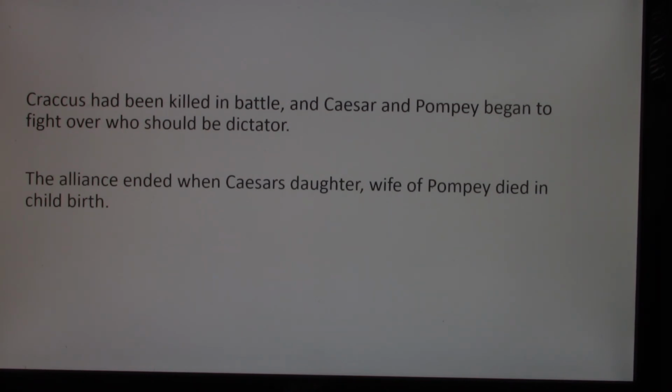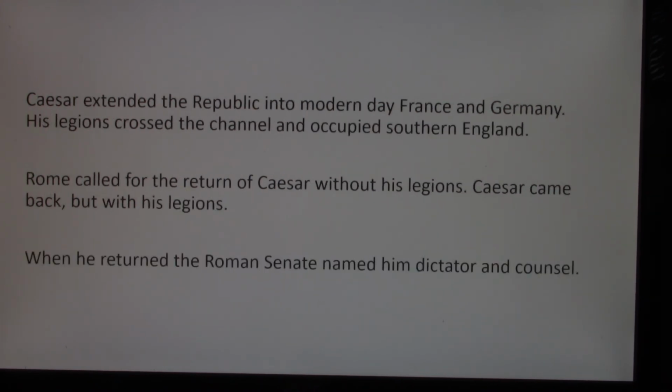Now, Caesar had hoped that he could end this disagreement in which he married his daughter to Pompey. But Caesar's daughter will die in childbirth, and pretty much the wheels fall off the wagons, and both sides decide to go to war with each other. In a hope of not having this civil war continue, Caesar was ordered back to Rome without his legions.